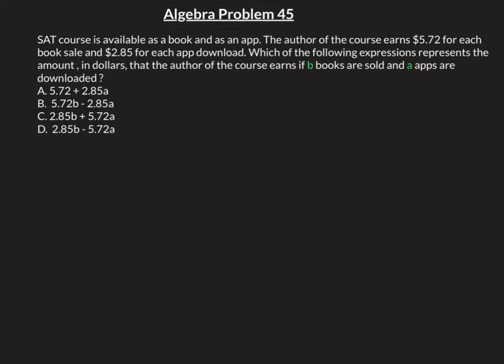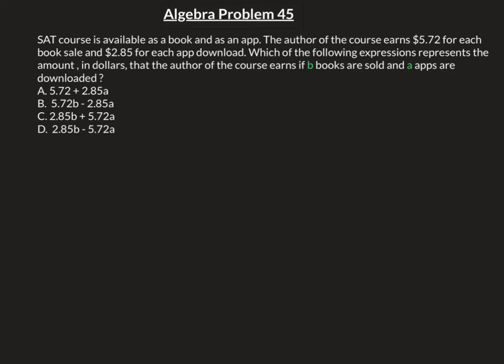In this video, I'll be showing you how to solve this algebra problem. So this problem is saying that there is an SAT course available as a book and as an app. The author of the course earns $5.72 for each book sale and $2.85 for each app downloaded. Which of the following expressions represents the amount in dollars that the author of the course earns if B books are sold and A apps are downloaded?